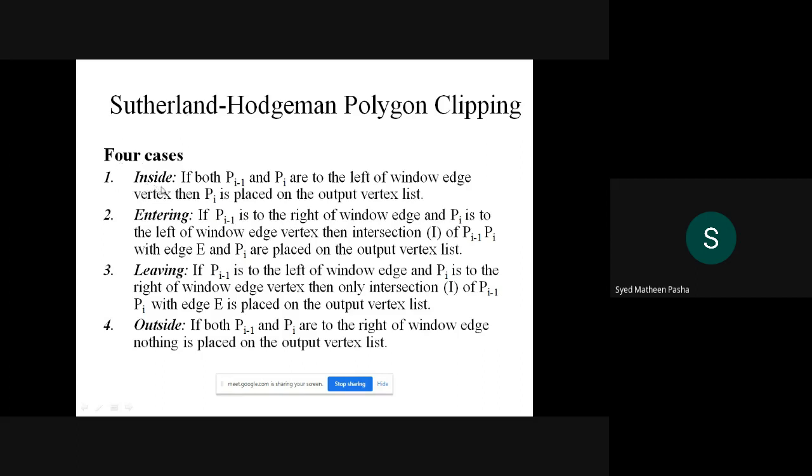The first case is inside, the part of the polygon where the window is being displayed, then entering, leaving, and outside. This basically tells the number of clipping lines coming inside the window or entering the window. These 2 are actually similar. Leaving and outside are also almost similar, because whatever line is entering inside the window is considered as inside the window, and whatever lines are leaving the window are considered as lines which are outside the window, right? So you need to remember these 4 cases. We'll check out what each case does.